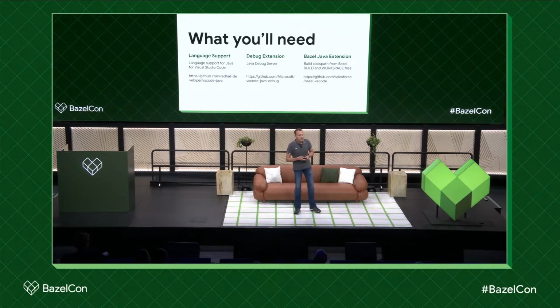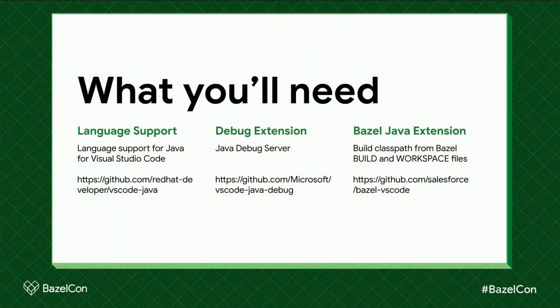The good news is, it's actually pretty solid already. You're going to need three things, and only one of those is the one we built. The language support itself is based off a language server that's developed by Red Hat. Then there is a debugger extension that's developed by Microsoft. And we built a Bazel Java extension that hooks into the language server. It's still a VS Code plugin, but it hooks into the language server.